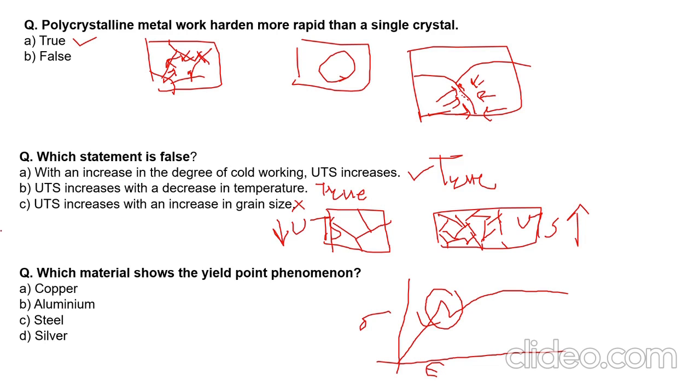Steel. Right. Why steel? Can you tell why? Okay, right. So if you see steel, what is the difference between steel and all the other elements in this question? What is so common in steel that copper, aluminium, and silver do not have? Steel is an alloy of iron. Right? Others are non-ferrous metals.